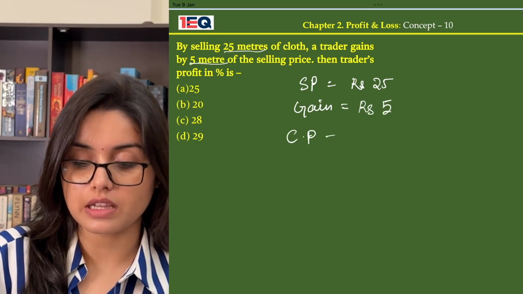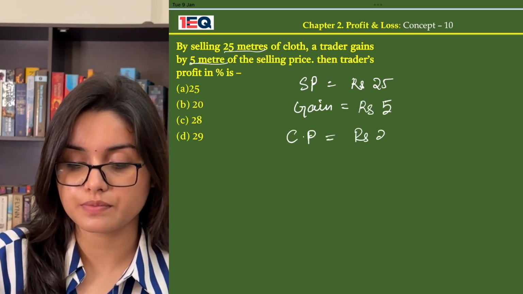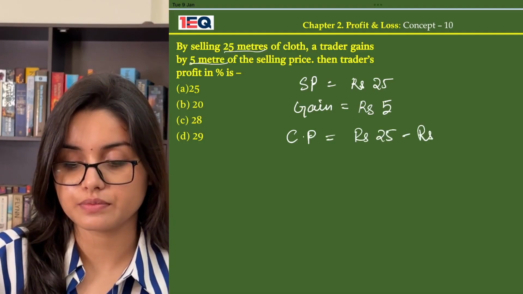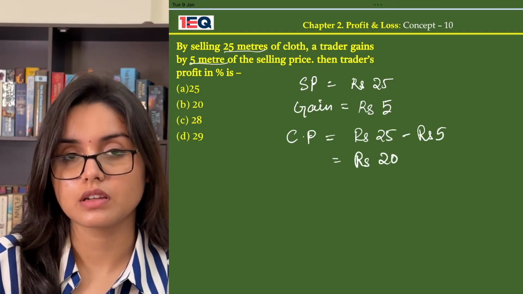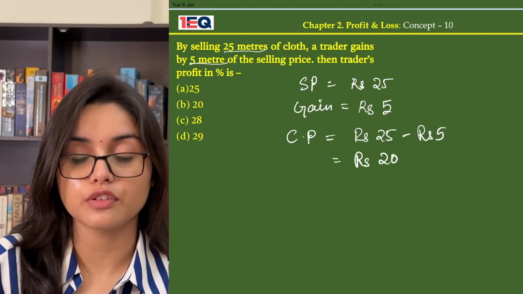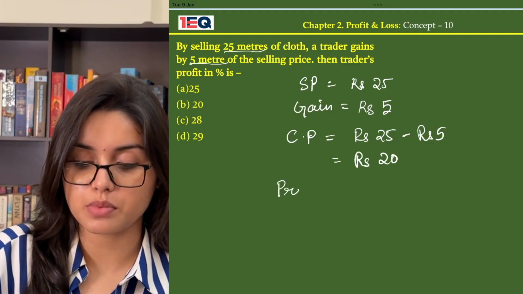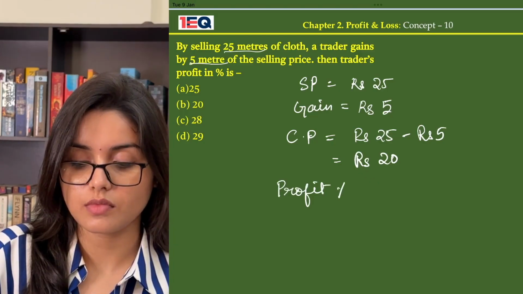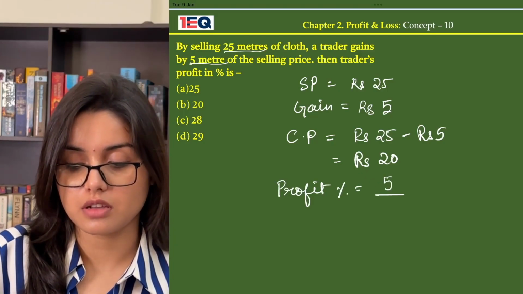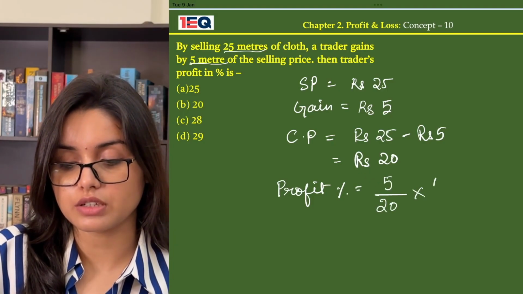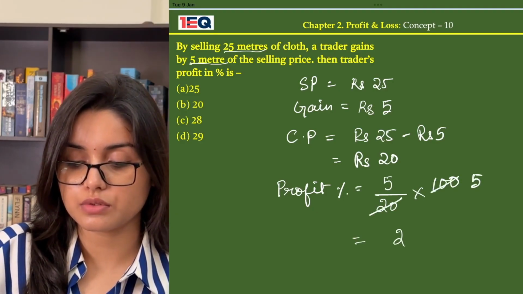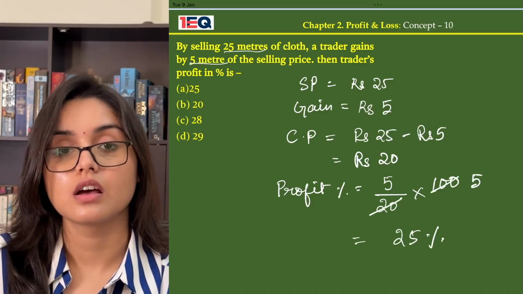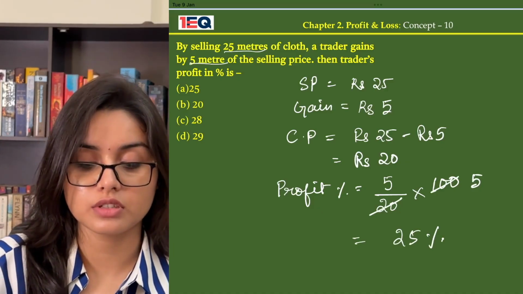Then the cost price will be my selling price minus the gain, that is equal to rupees 20. Now we have to find the profit in percentage. So my profit percentage will be my profit by my CP into 100. 5 by 20 into 100 equals 25%. So my answer is option A.